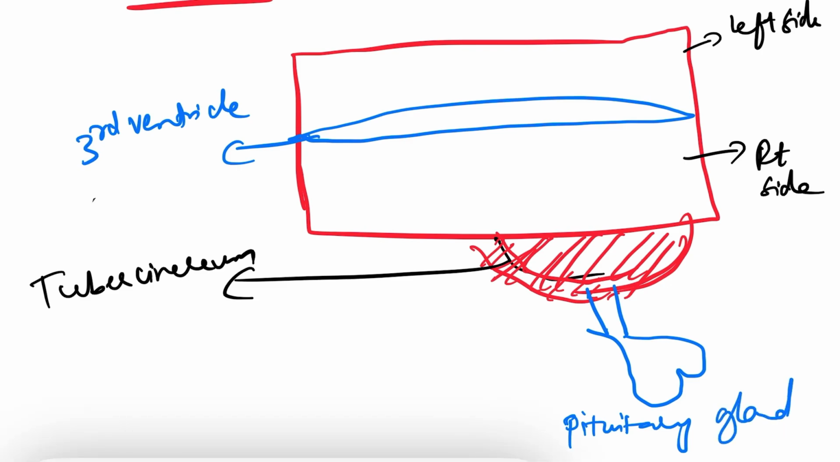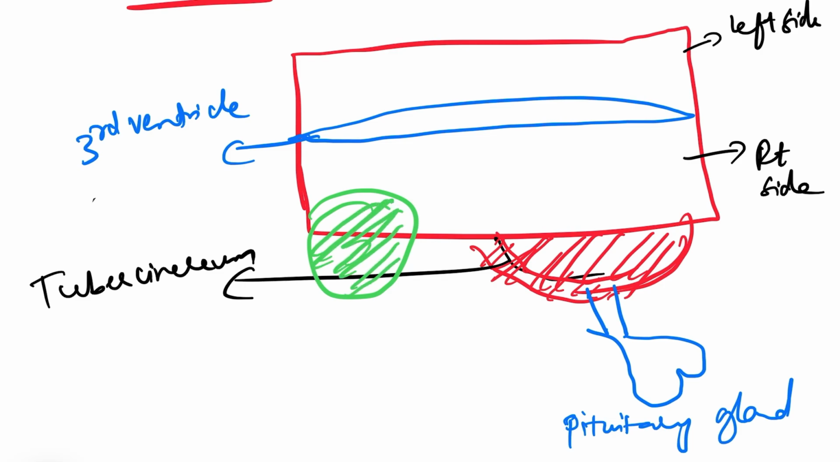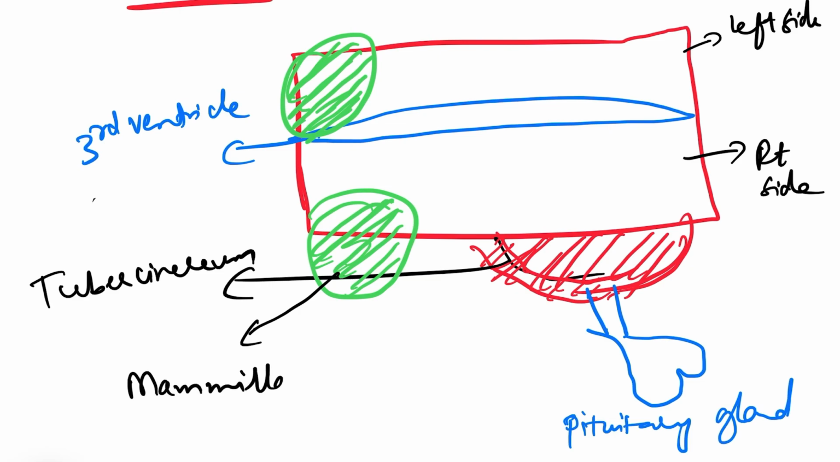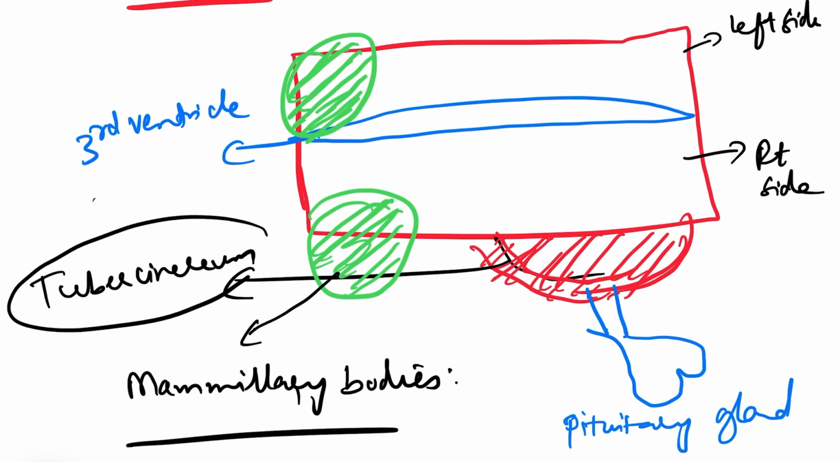However, on the posterior surface there are two rounded bodies, on both the right and left sides, which I have just marked with green color. These are called the mammillary bodies, which are again a part of the hypothalamus. So the hypothalamus basically consists of the mammillary bodies, the tuber cinereum and so on. The third ventricle divides it into left and right sides.